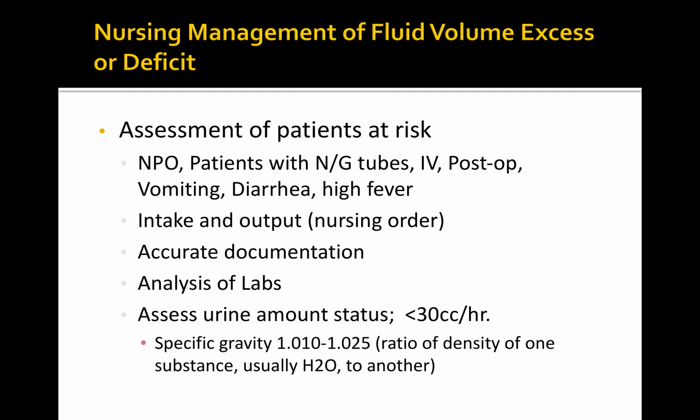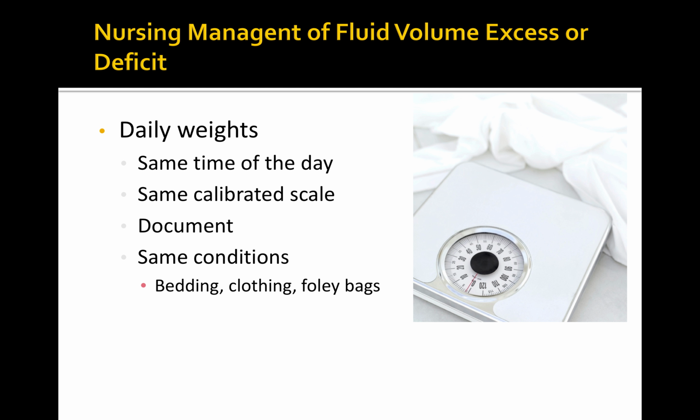Assess urine amount status always. Less than 30 cc's an hour is basically considered anuria, that they're not voiding. They say there's always a little bit of urine left in the bladder. Specific gravity, and that's how thick or dense the urine is. A normal reading is 1.010 to 1.025. It's a ratio of density of one substance, usually water, to another. How dense is that urine?